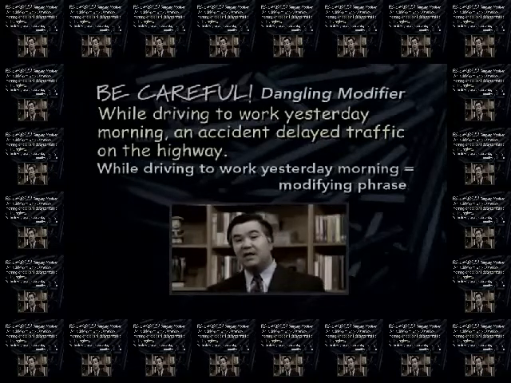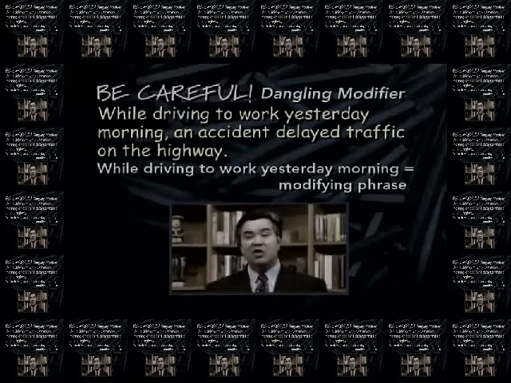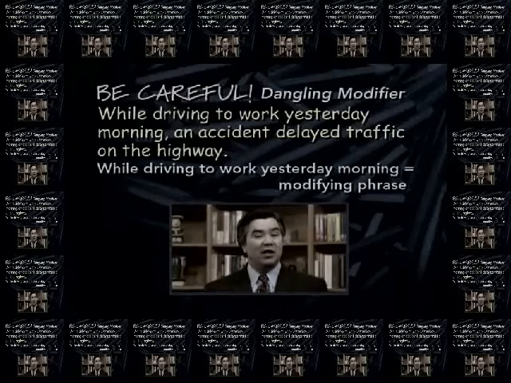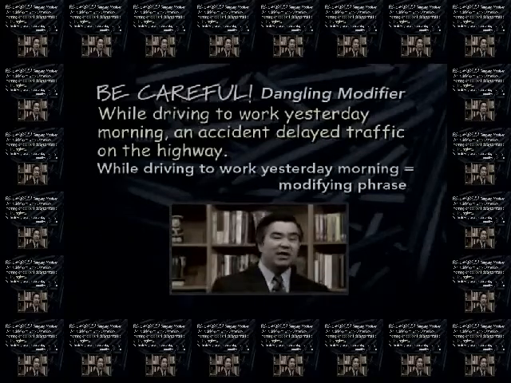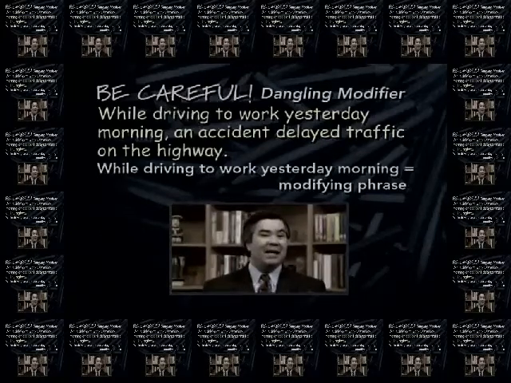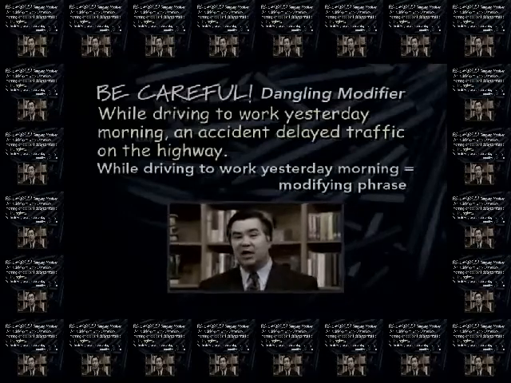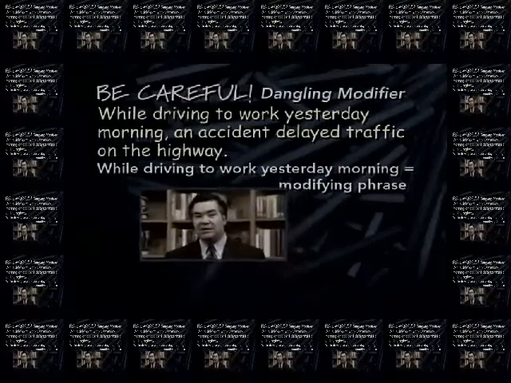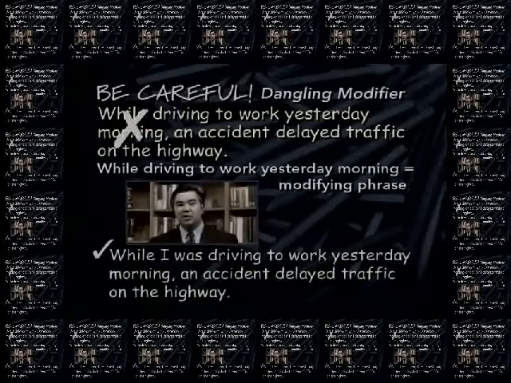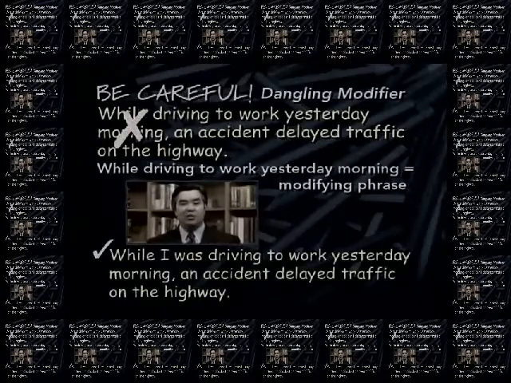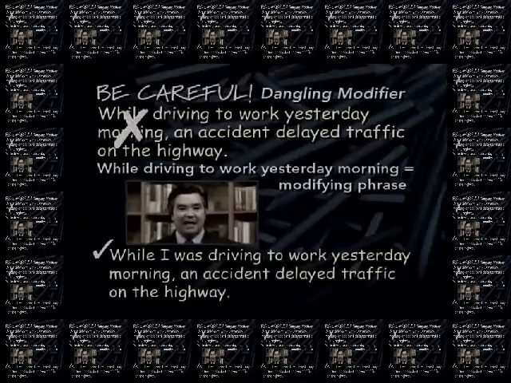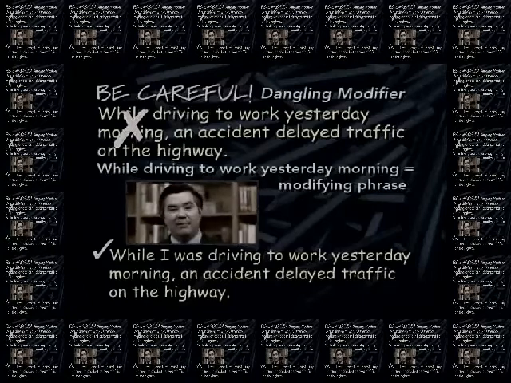One way would be to take the modifying phrase and turn it into a subordinate clause, adding a subject and a verb, and thereby making it much clearer what's being described. If you were to do that to this sentence, it might read as follows. While I was driving to work yesterday morning, an accident delayed traffic on the highway.